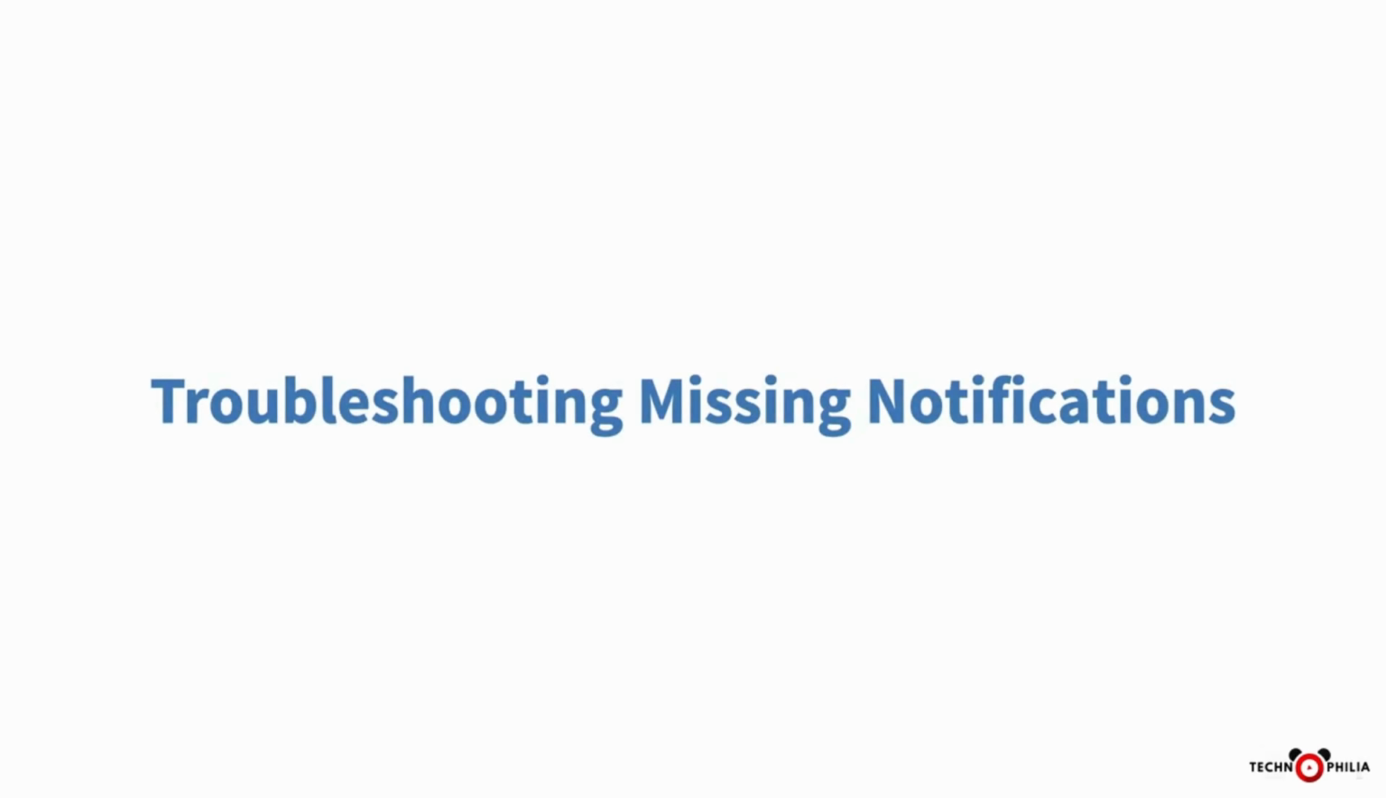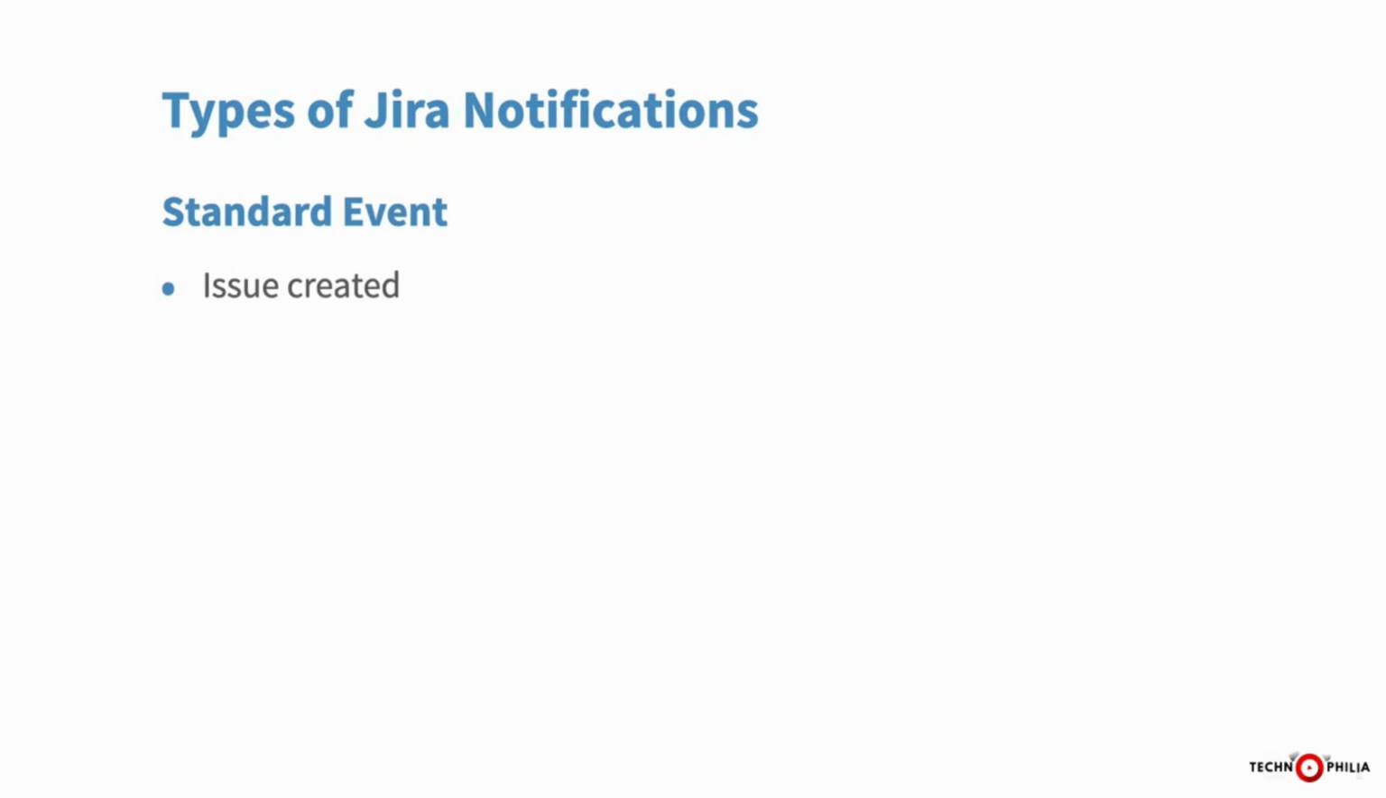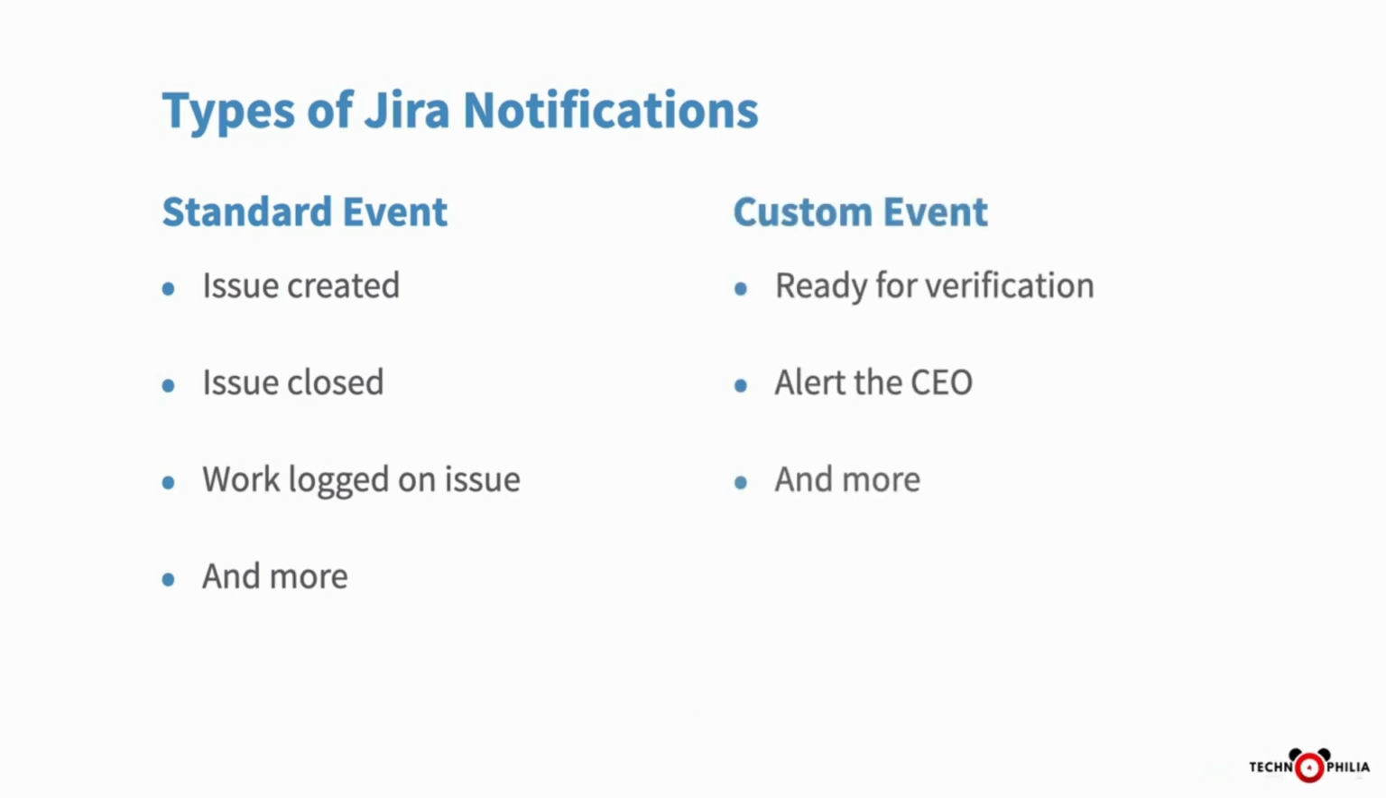Each issue activity is associated with an event. For example, an event called Issue Created is triggered for each new issue. When the event occurs, Jira automatically sends an email notification for it. There are about 17 notifications like Issue Created, Issue Closed, and Work Logged on Issue. You can also create your own custom events if needed.